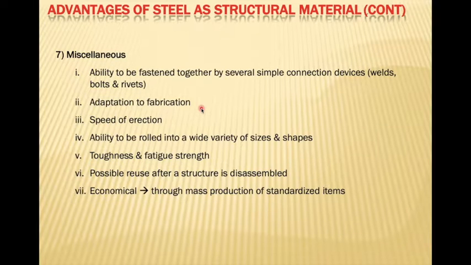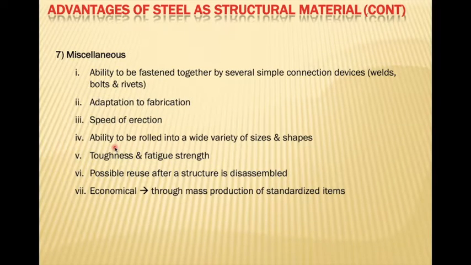It has the ability to be fastened together by several simple connection devices, for example welds, bolts, and also rivets. Then it can be easily adapted to fabrication, so it is up to us to design the shapes and the connections. It can be fabricated in the factory. Then there is speed of erection. Since it is precast in the factory, the speed of construction will be much faster in comparison to cast in situ construction.